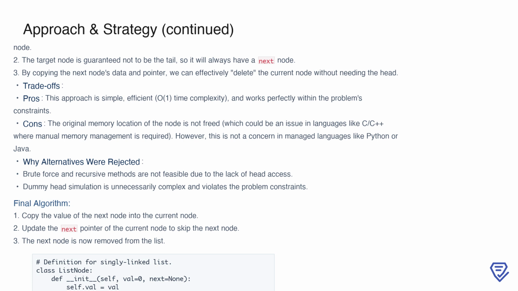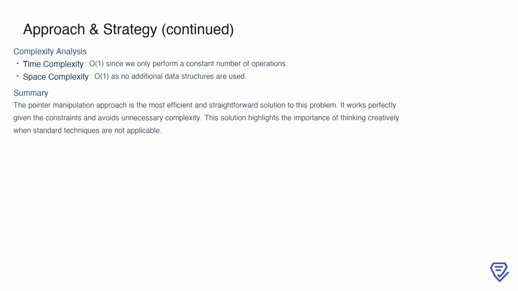The final algorithm involves 3 simple steps: copying the value of the next node into the current node, updating the current node's pointer to skip the next node, and effectively removing the next node from the list. Finally, let's analyze the efficiency and summarize the solution. From a complexity standpoint, the time complexity is O(1), because the algorithm performs a fixed number of operations regardless of the size of the list.